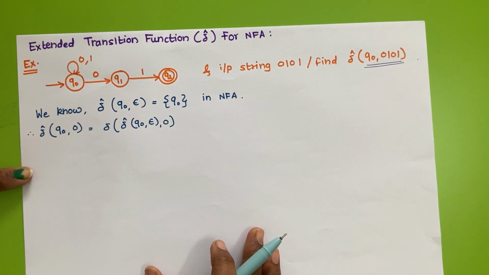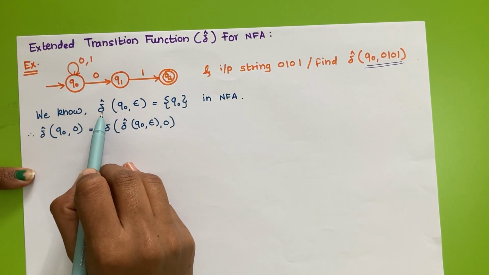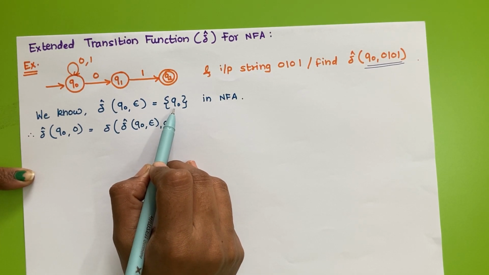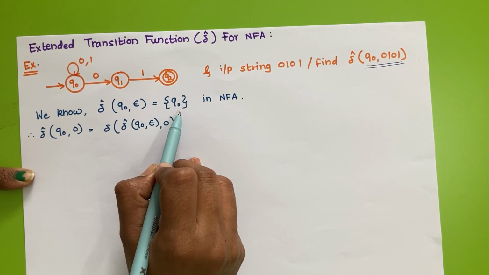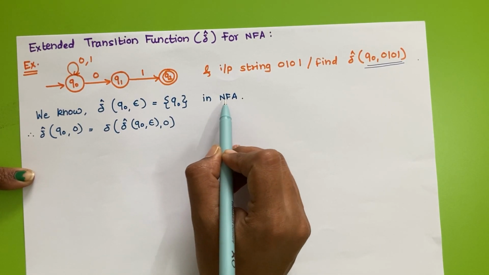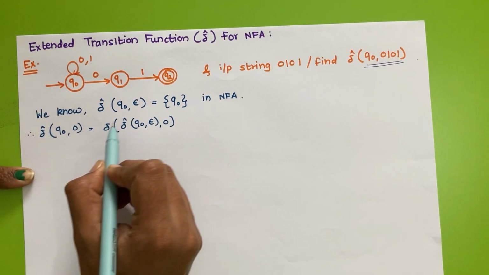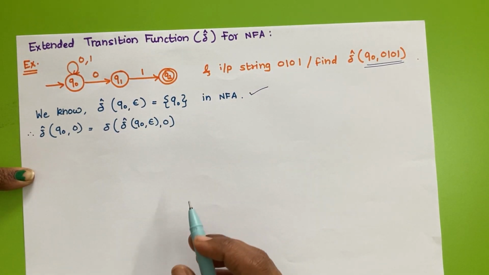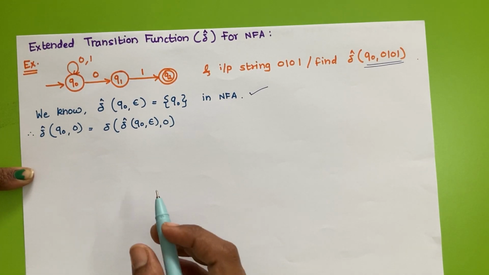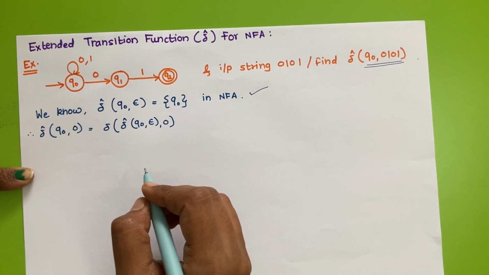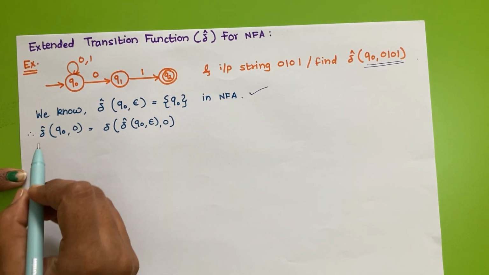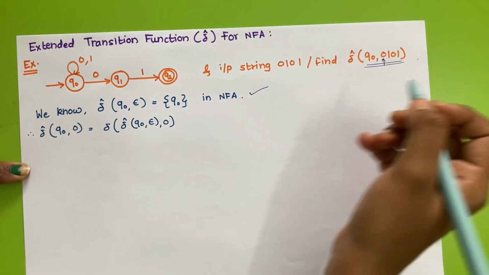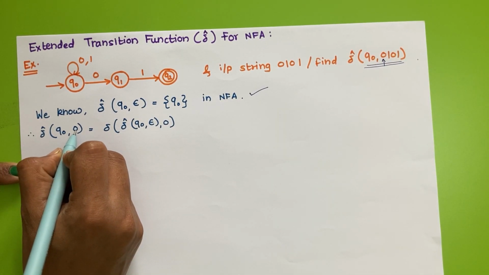We will start with the first step. We already know that delta cap of Q0 comma empty is always the state itself, but here I have written it in curly brackets because we are in NFA. The same is the step in case of DFA also: if we provide the empty symbol to any state, then that state will remain in the same state. Our input string is 0101, so first I'll read the symbol 0.